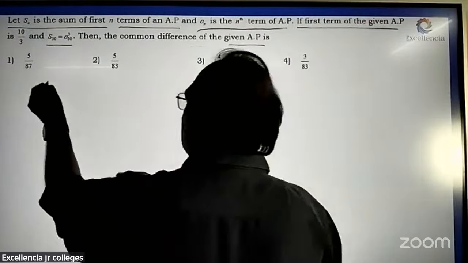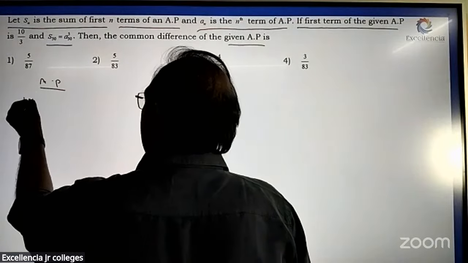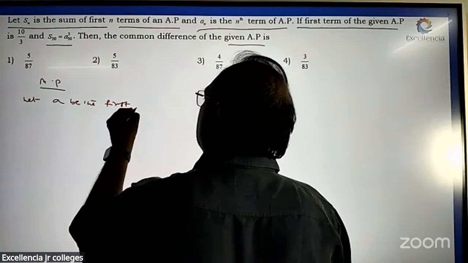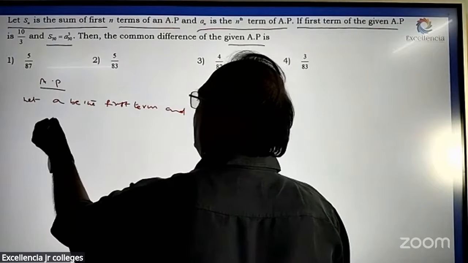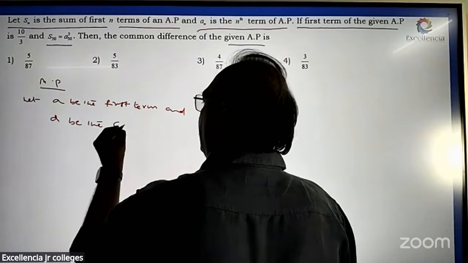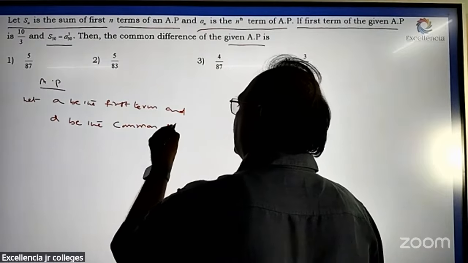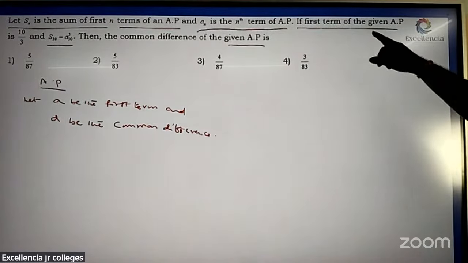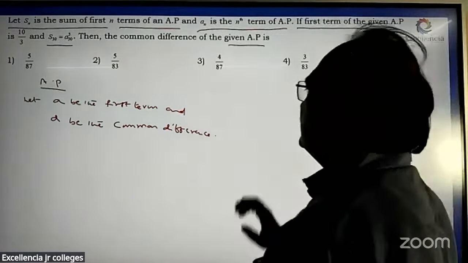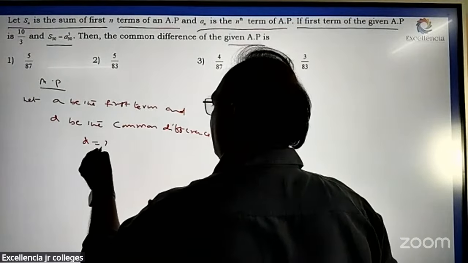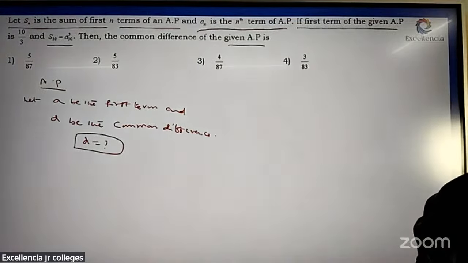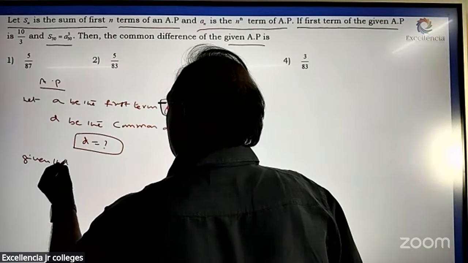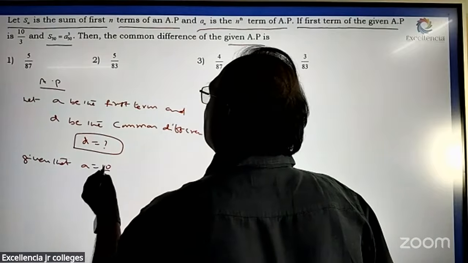Let A be the first term and D be the common difference of the AP. But what is he asking here? Not the first term, he is asking for the common difference, D. Here, it is given that A is equal to 10 by 3.